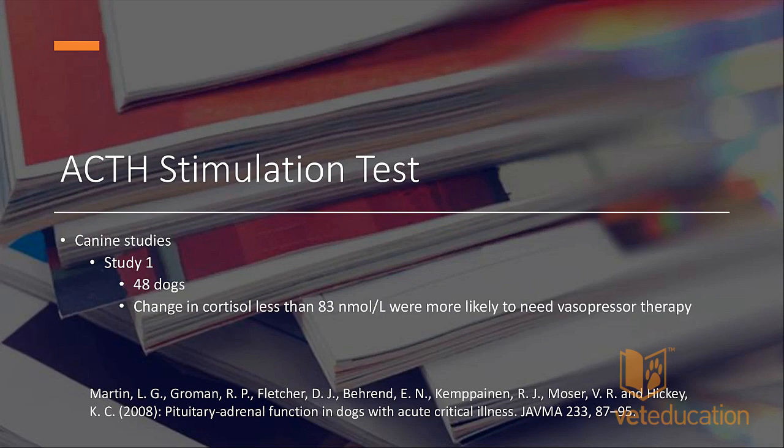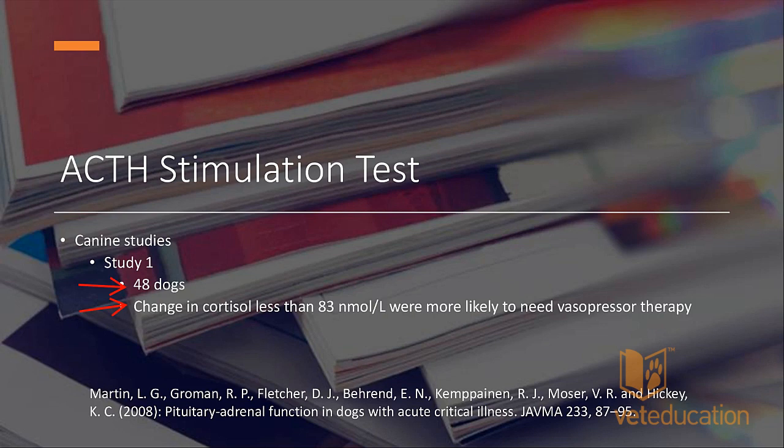So what about the ACTH stimulation test? Well, there are a few studies carried out in dogs. Study 1, which I've listed here, involved 48 dogs. They found that dogs with a change in cortisol concentration of less than 83 nanomoles per liter were more likely to need vasopressor therapy. So this tells us that when we perform an ACTH stimulation test, where we give exogenous ACTH to our patient, if our patients don't produce significant amounts of cortisol in response, then they're more likely to need vasopressor therapy.